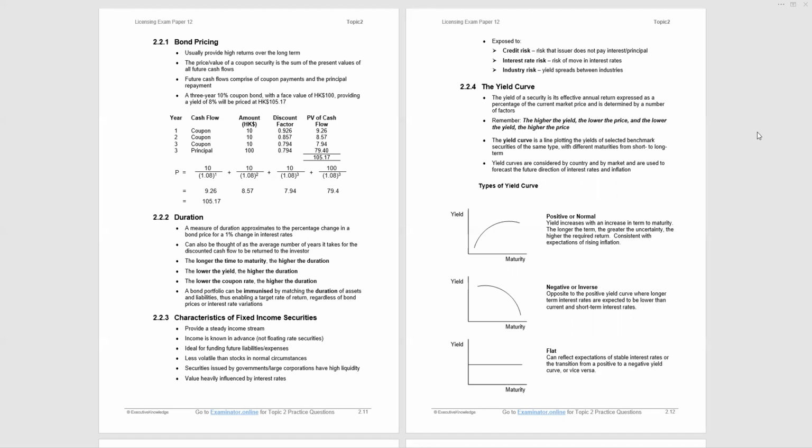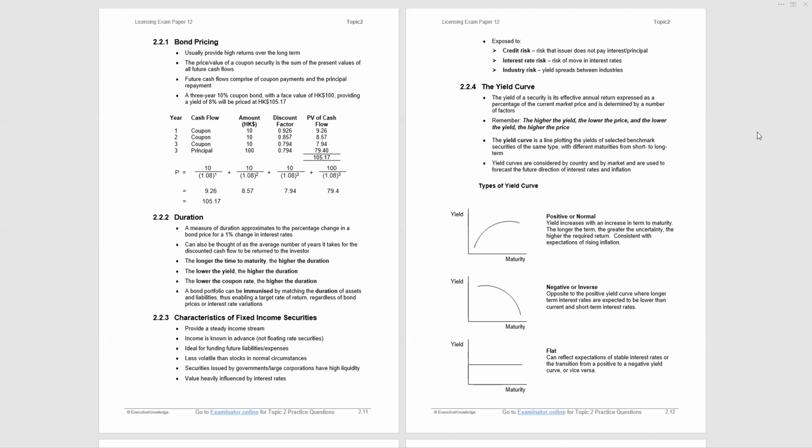Let's look at an example just to work through the numbers. There's an outside chance you might have to do this in the exam. So we state that a 3-year 10% coupon bond with a face value of 100 Hong Kong dollars, providing a yield of 8%, will be priced at $105.17. Now, where did that 105.17 come from? That's the price in the markets. Well, it's a function of the coupon rate, the face value, and the amount that you will receive on maturity, which will be the face value.